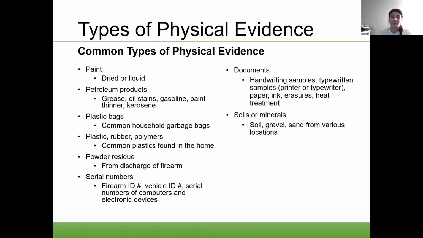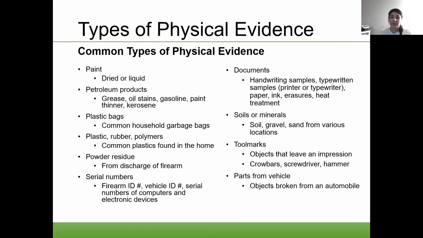Soils and minerals. Soil, gravel, sand from various locations. You can test if the gravel, soil, or sand comes from one location or a different location, or if they match in the crime scene and around the suspect's house, something like that. Tool marks, objects that can leave an impression, like crowbars, screwdrivers, hammers, and parts from vehicles, objects broken off from an automobile, a lot of times headlights.